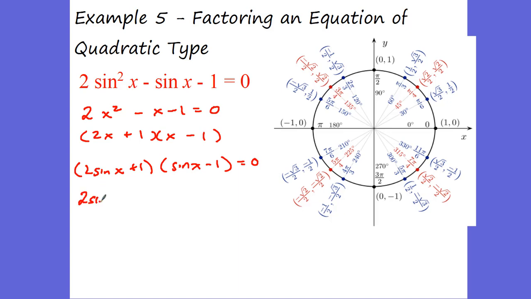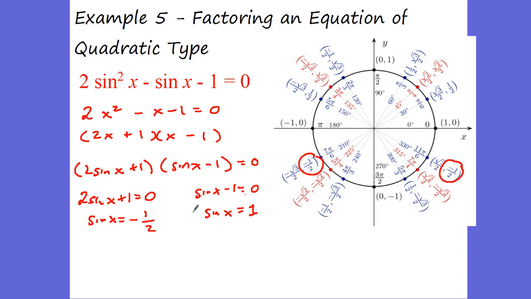We have two different ways to do this. We know 2 sine of x plus 1 could equal 0. We know sine of x minus 1 could equal 0. And so we're going to subtract. So sine of x is equal to, we move the 1 over, that's negative 1. We divide by 2, negative 1/2. Sine of x could also equal 1. Okay, so let's take a look. Where does sine of x equal negative 1/2? Well, it equals negative 1/2 right here. It equals negative 1/2 right here.